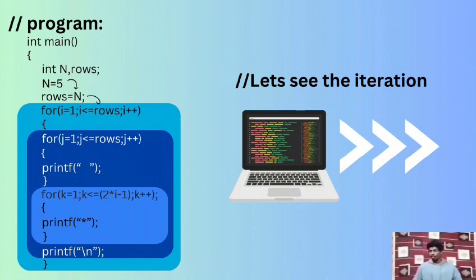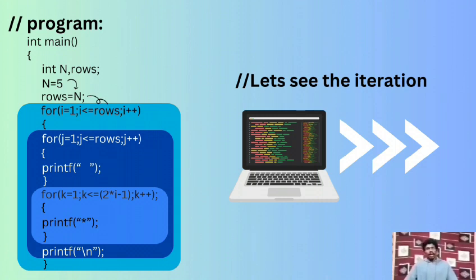And we use a nested for loop where initialization is given as i equal to 1 and i is less than or equal to rows, as n equals 5, and i plus plus is a post increment which increases by 1. And we take one more loop inside it, for j equal to 1 and j is less than or equal to rows, and j plus plus, which prints the space.